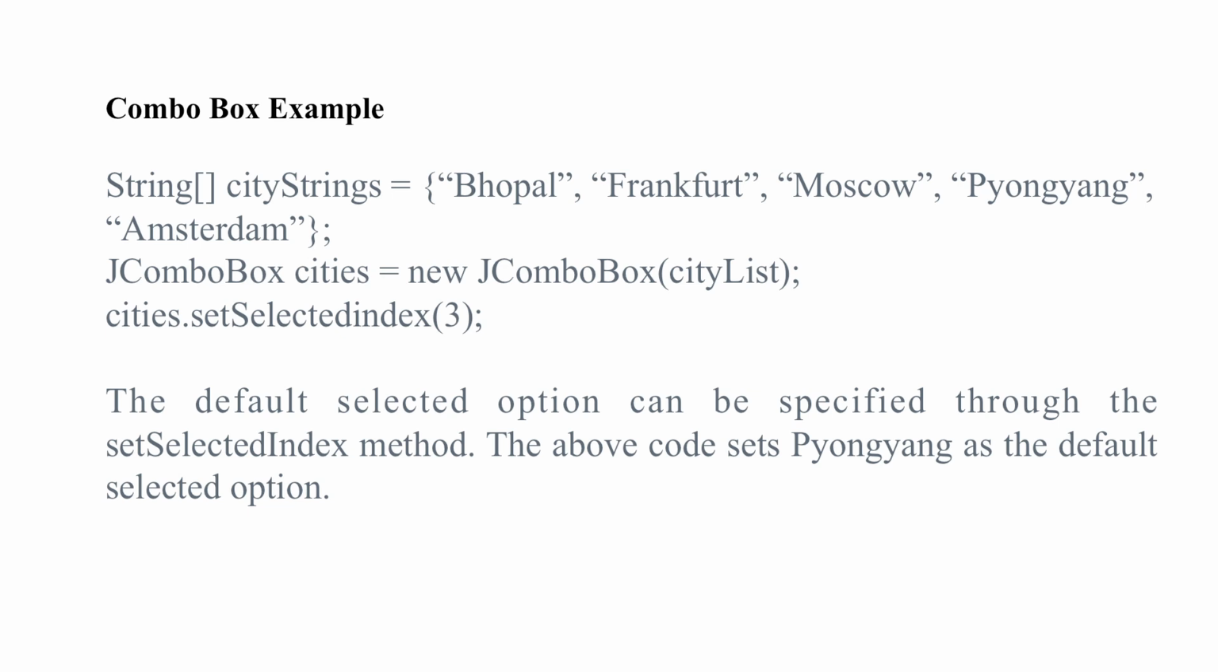And this JComboBox cities = new JComboBox, we have used the constructor over here with the city list. The city list is Bhopal, Frankfurt, Moscow, Peking and Amsterdam. cities.setSelectedIndex(3). Now we have to select the value which is at index number 3. We have used setSelectedIndex, so the default string value at index 3 is Peking.